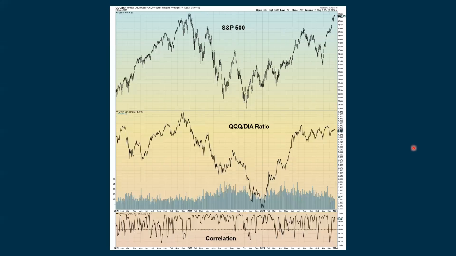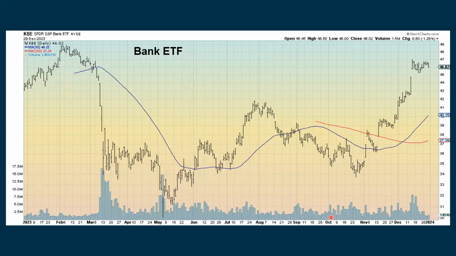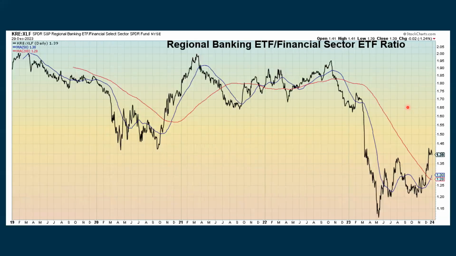And then we take a ratio between the QQQs, which is the NASDAQ 100, and the Dow, and they have a pretty strong correlated relationship with each other. The bank ETF has been showing a lot of improvement. We really took a dive last March and then spent a lot of time going sideways. Now we've seen a bit of a bounce out of this, enough to generate a golden cross. We've been going sideways lately, but we have been seeing some improvement with the bank ETF. And then we look at the regional banking ETF, and it's actually generating a golden cross when we compare it to the financial sector.